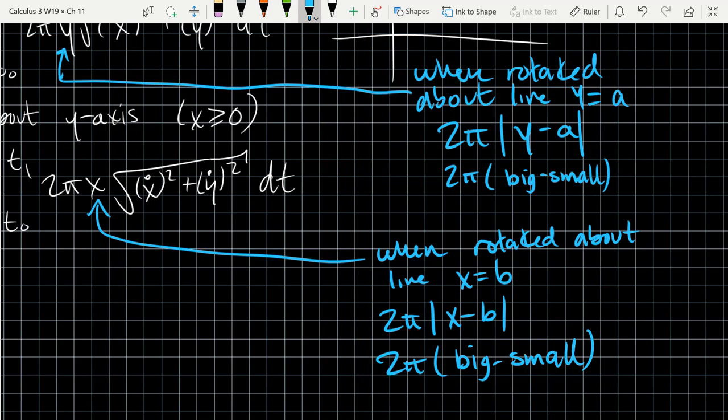Now, in this case, big is going to be on the left or right, and small will be on the right or left. Is big further to the right or further to the left? It'll be further to the right. So it's going to be thing that's bigger or further to the right minus thing that's further to the left, because you have to kind of turn your head sideways and just think about where are big x values and where are small x values. Big x values are always to the right.